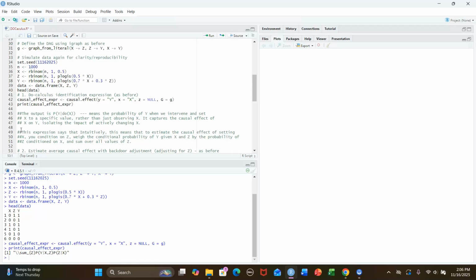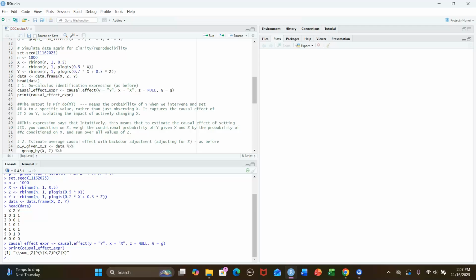And so we printed out this causal effect expression. It's the total sum with regard to Z of the product of conditional probability Y given X, Z times probability of Z given X. So this gave us a way to calculate this by using observed data. So next step, we want to use this formula identified by the do-calculus to estimate the average causal effect with backdoor adjustment, adjusting for Z as before.